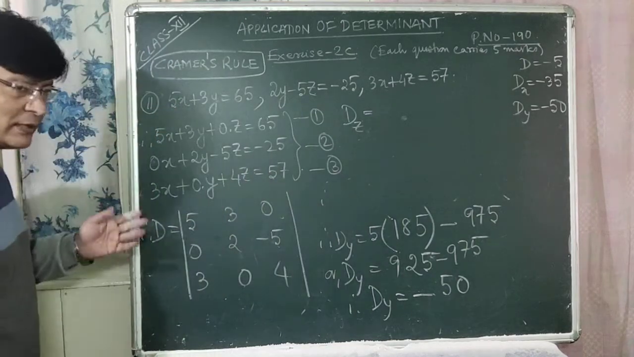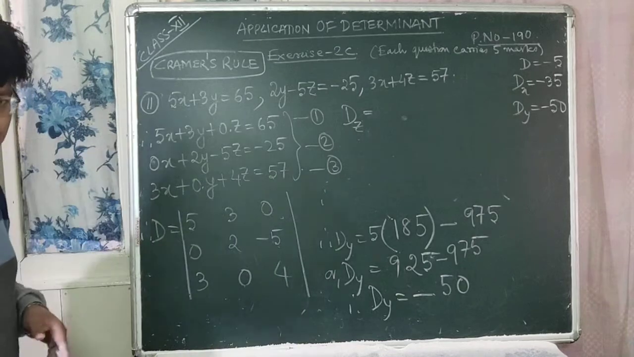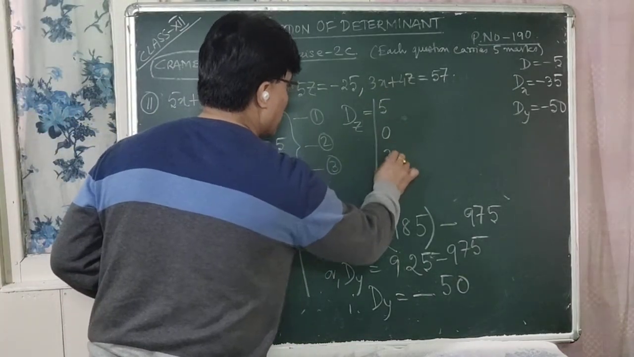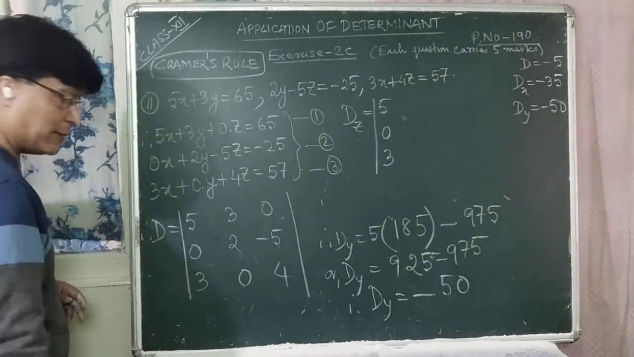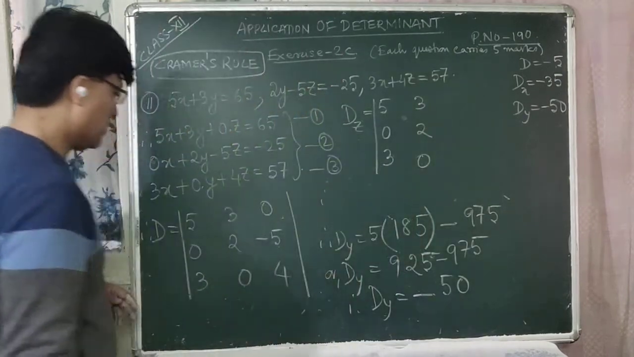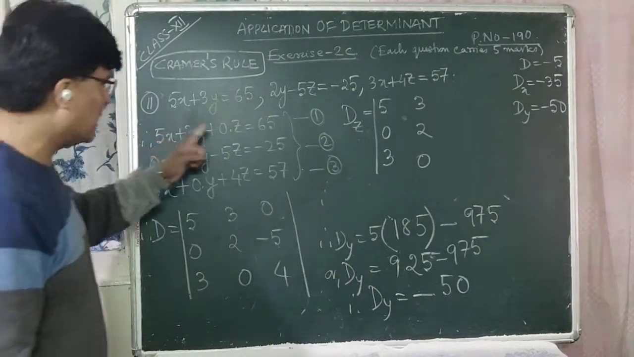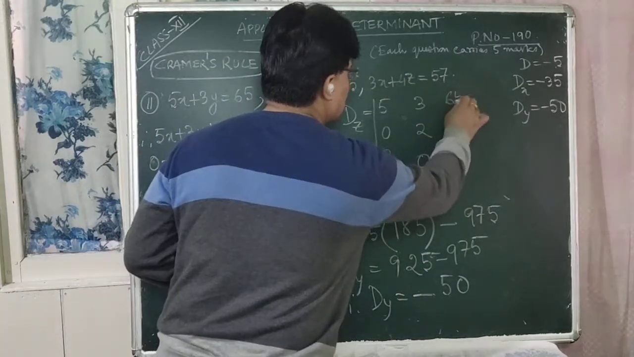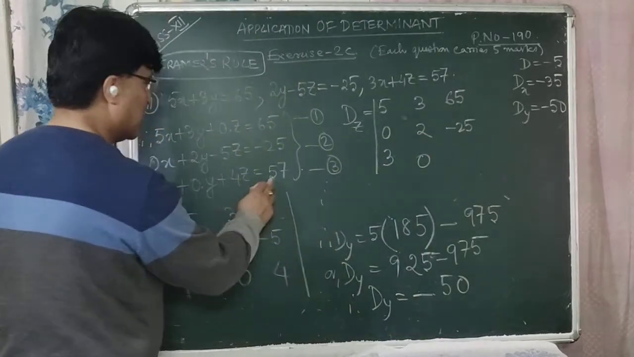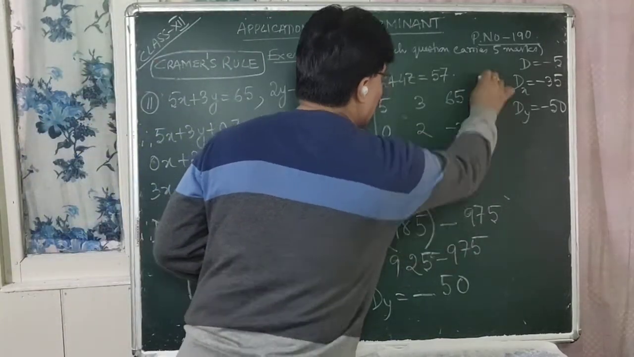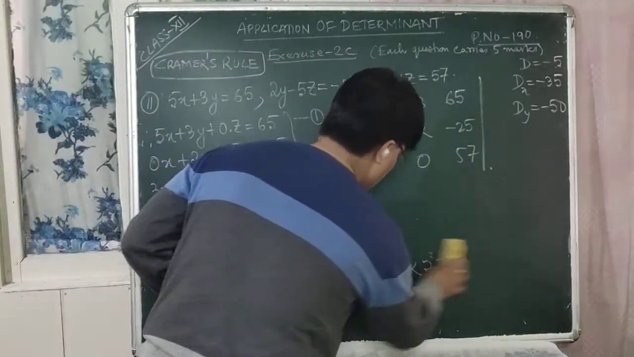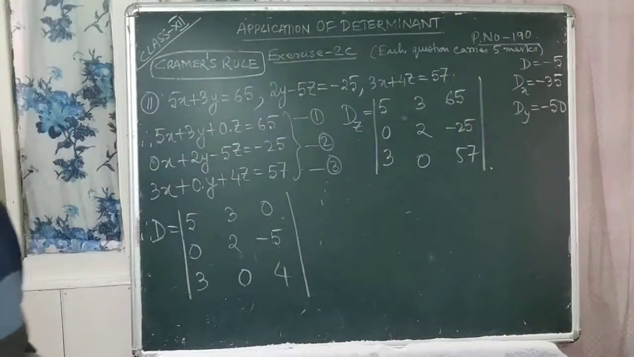Okay, keeping the first column and second column the same, right? So it is 503, first column remains the same, second column also remains the same, 320, right? Now the third column will be replaced by these constants, that is 65, minus 25, and the last one is 57. So this is your determinant dz, right? So let us find out this determinant dz.